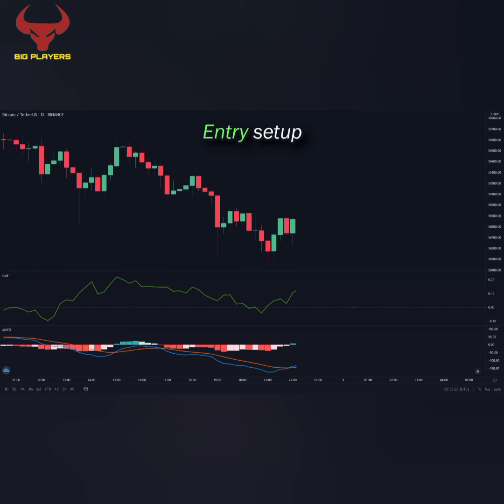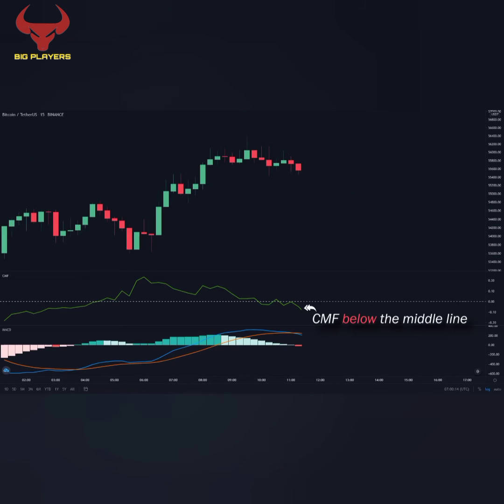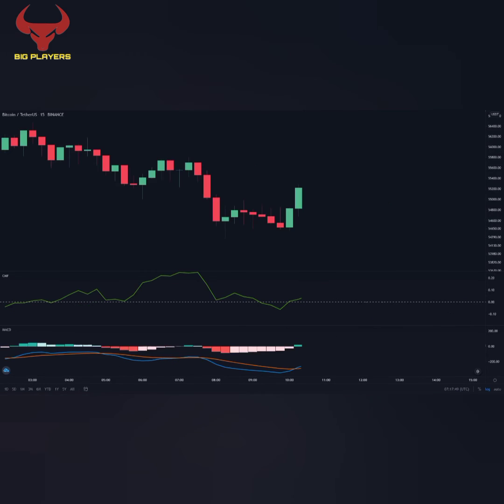If the money flow is above the middle line and the MACD line crosses above the signal line, you take a long position. It's the same for short positions as well. If the money flow is below the middle line and the MACD crosses below the signal line, you take a short position. And for your exit strategy, once you've entered a trade, you want to set your stop loss below the nearest swing low and set your profit target at 1.5 times your stop loss.